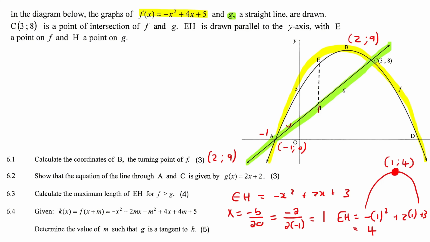And then we calculated: if we know the x value here is 1 and the x value here is 1, we plugged it back into our formula for EH, and we found that this length is 4. This question says, given that k is equal to that, determine the value of m such that g is a tangent to k.